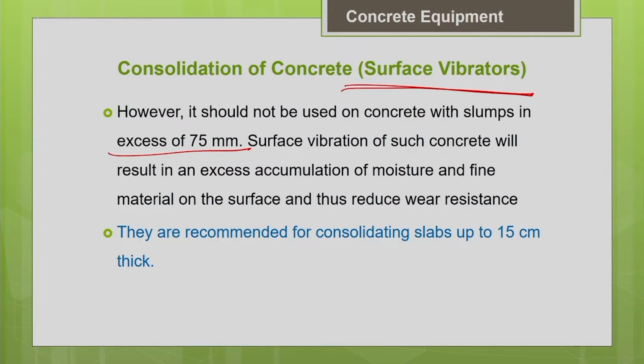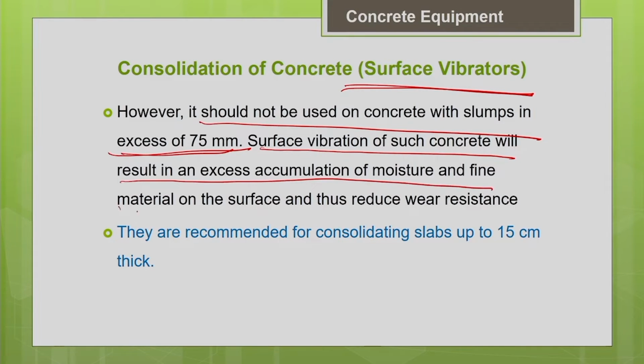That is why we are not supposed to use surface vibrators for concrete with high workability above 75 mm. Surface vibrators should not be used on concrete with slump in excess of 75 mm. Surface vibration of such concrete will result in excess accumulation of moisture and fine material on the surface. That is segregation, the separation of water and fine paste on the top surface of the concrete. That will reduce the surface strength and the wear resistance of your slab. So, that is why we are not recommending surface vibrators for workability above 75 mm.